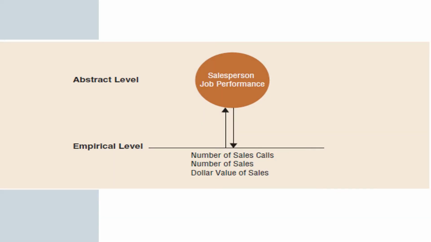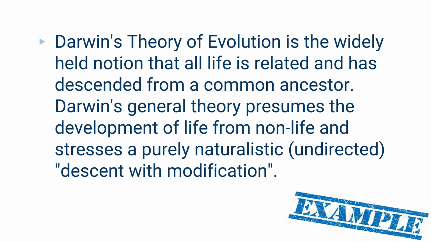So at an abstract level, for example, you talk about a salesperson's job performance. At the empirical, testable level, which is supported by observations, how would you measure a salesperson's job performance? Then you might say the number of sales calls, the number of sales, and the dollar or peso value of sales. So we get to see here the interaction between abstraction and reality: the more abstract, which is the theory, and the more observable, the empirical, which we could use to represent reality.